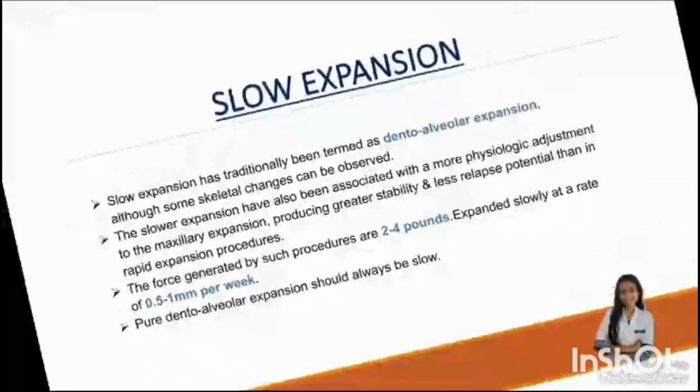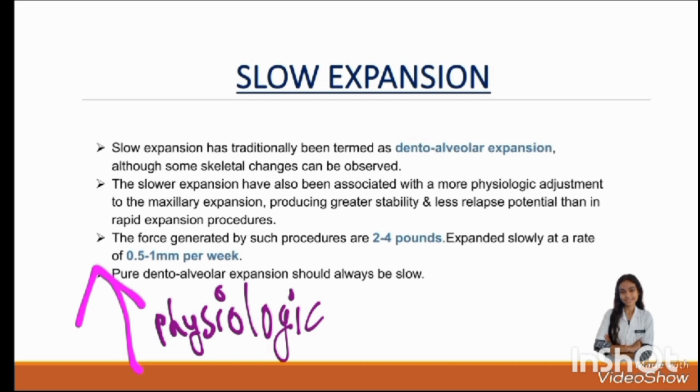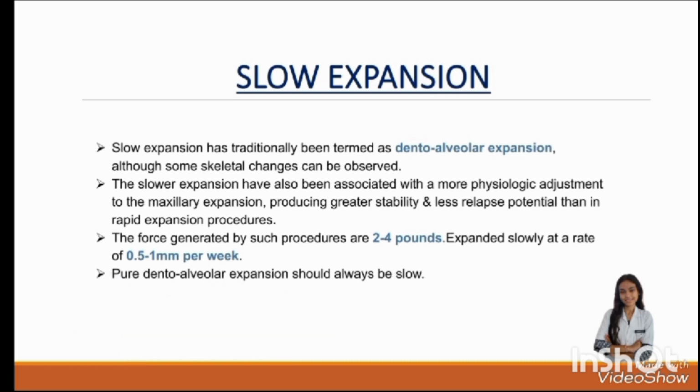Let's start with slow expansion. Slow expansion has traditionally been termed dentoalveolar expansion, although some skeletal changes can be observed. Slower expansion has also been associated with a more physiologic adjustment to the maxillary expansion, producing greater stability and less relapse potential than rapid maxillary procedures.